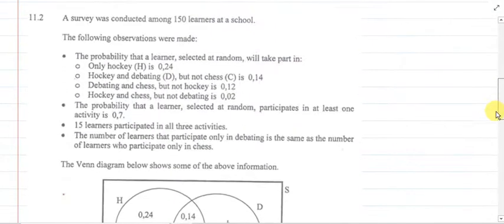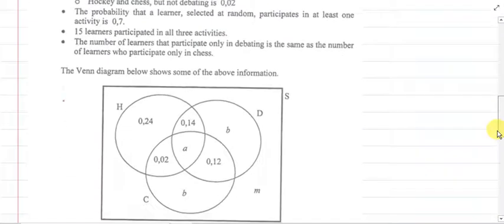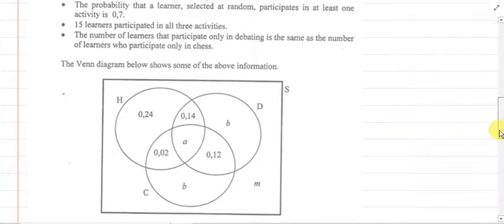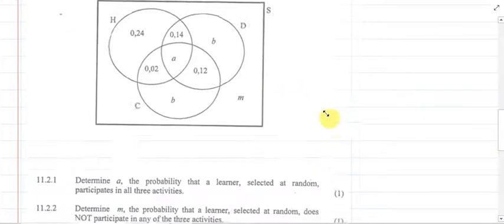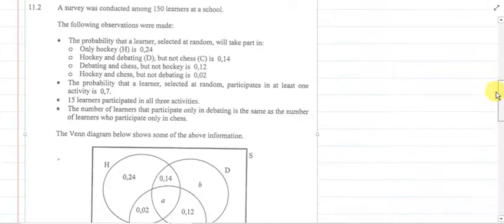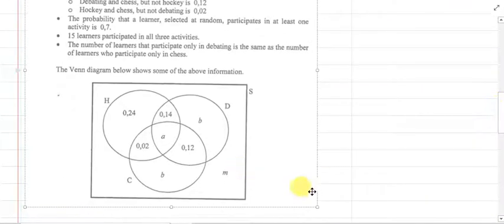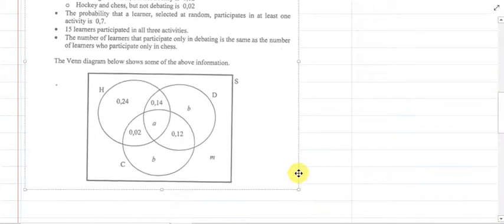Looking at the next question, 11.2. So what do we have here? We have a three-way Venn diagram. I'll just make this a bit smaller.